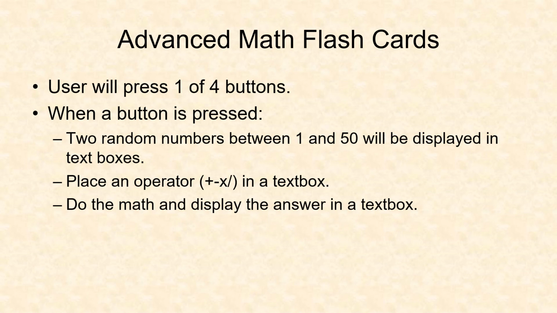In this application, of course, the user will press one of four buttons. When a button is pressed, two random numbers between 1 and 50 will be displayed in two text boxes, and then, according to whether they selected addition or multiplication, whatever it might be, we'll have another text box, and we'll place that operator in that text box. And then, as we did before, do the math and display the answer in a third text box.